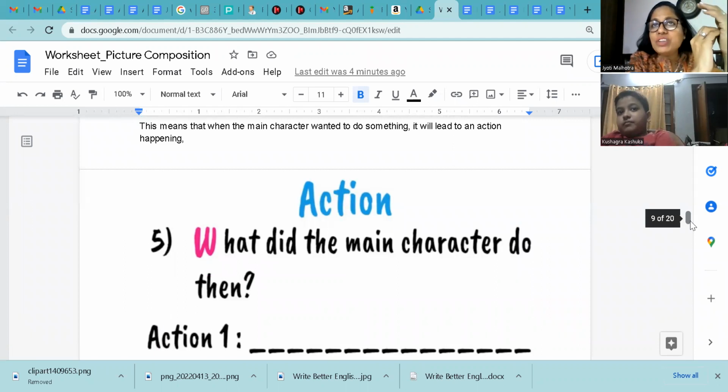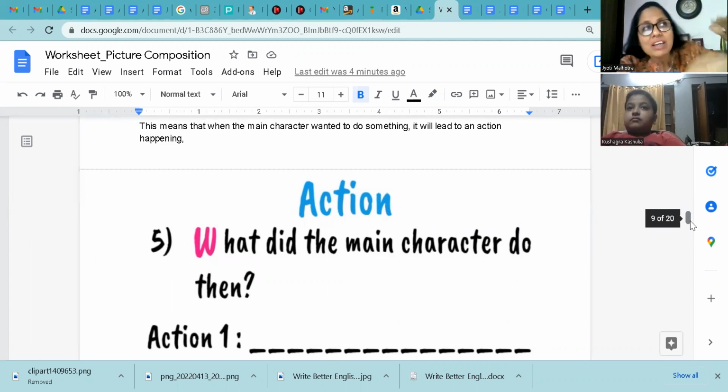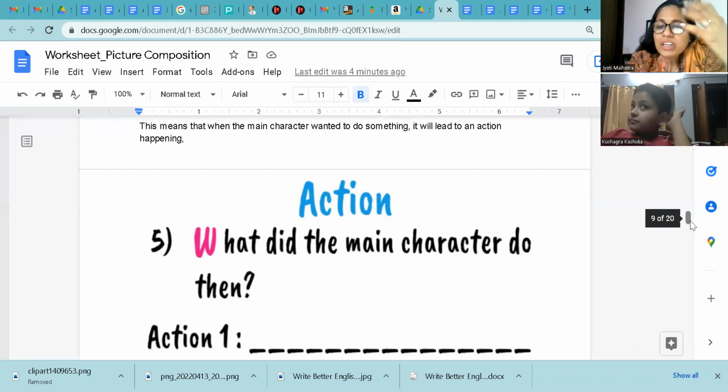Kushagra, as I am teaching you picture composition, it means the same as writing a story. Writing the story after looking at a picture. So just like, what is a climax in a story? Something happens because of which some problem is created in the character's life, and because of that there is a lot of emotion. That is called climax. Why do we have a climax in a story? Because that's what makes a story interesting.